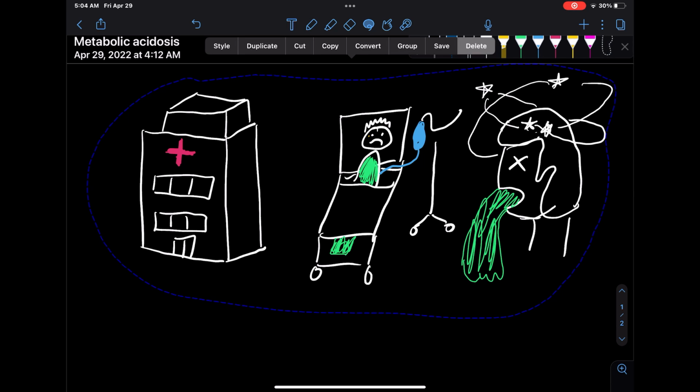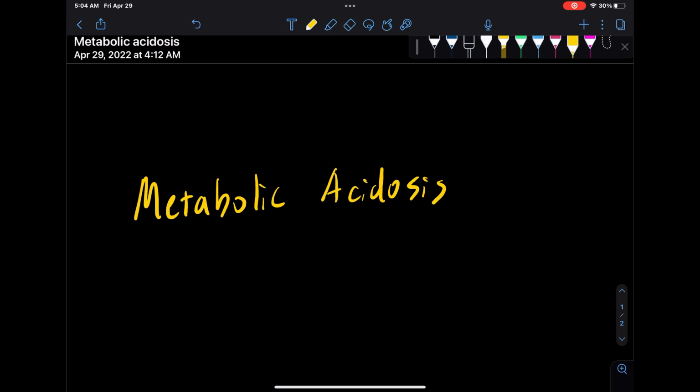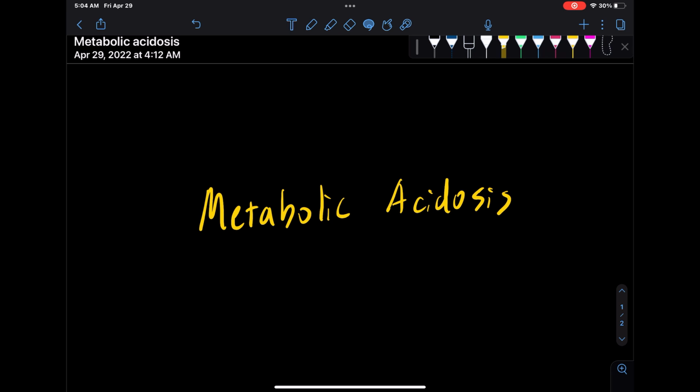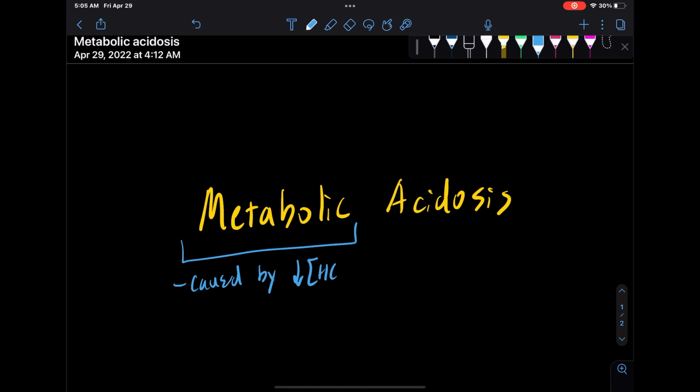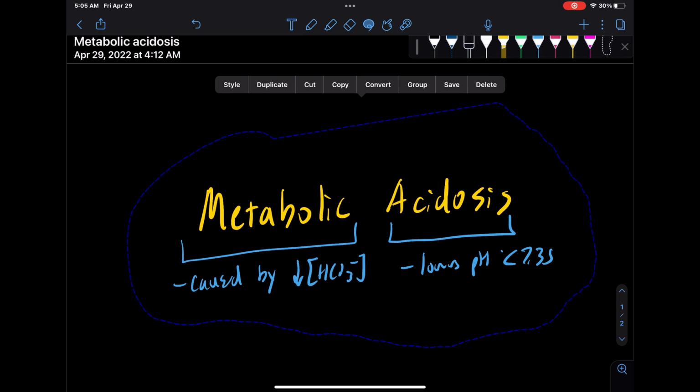Metabolic acidosis, a serious buildup of acid in the blood that can be caused through the production of acid or because the body can't remove it. While there can be a lot of causes for acidosis, some of the most common are excessive HCO3 loss, renal failure, and diabetes caused ketoacidosis. Metabolic acidosis refers to the fact that there was a problem caused by a decrease in the HCO3 minus.